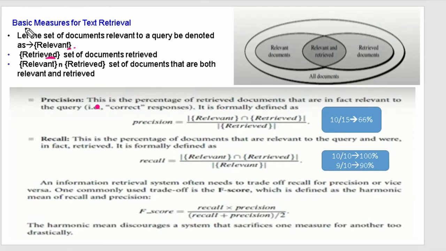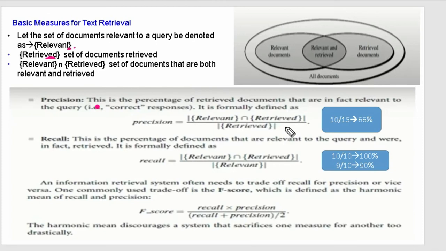So, we were discussing the basic measures of text retrieval. The first basic measure is precision. Precision is the percentage of retrieved documents that are in fact relevant to the query, or correct responses, and it is formulated as relevant and retrieved divided by retrieved.